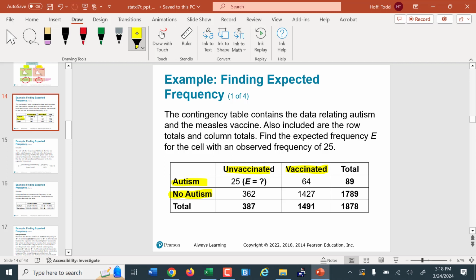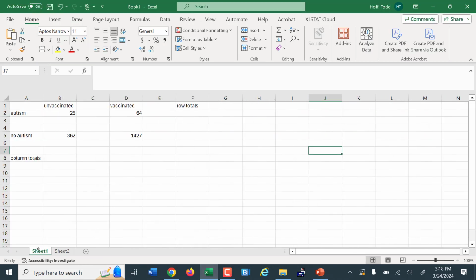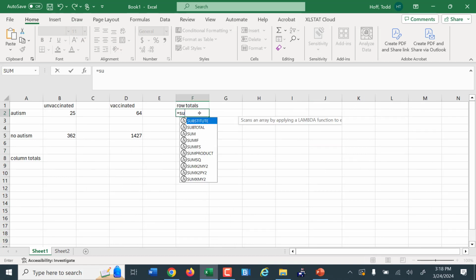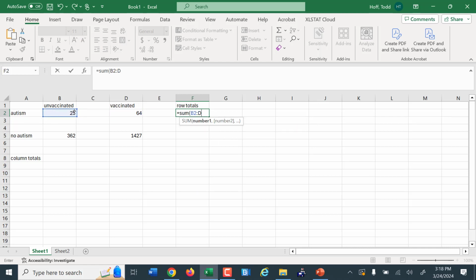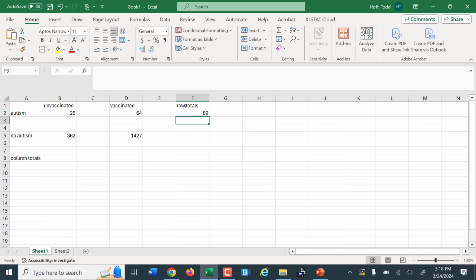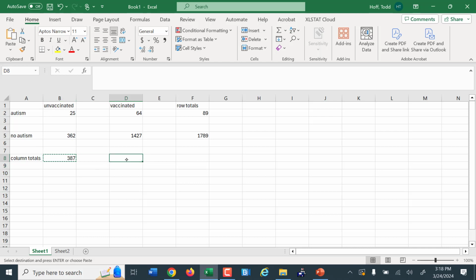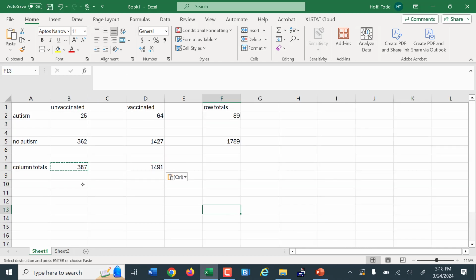So I'm going to put this data in Excel. You see I have it listed right here in Excel. One of the first things we need to do is find row totals. Now I left spaces here so that I could use the sum function and not interfere with any other positions on the table, so that when I do all my calculations, I can put them in the table. Okay, so there's all my row totals and my column totals.